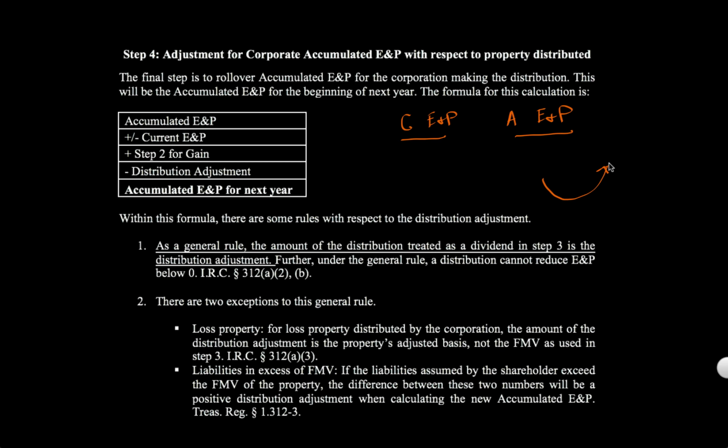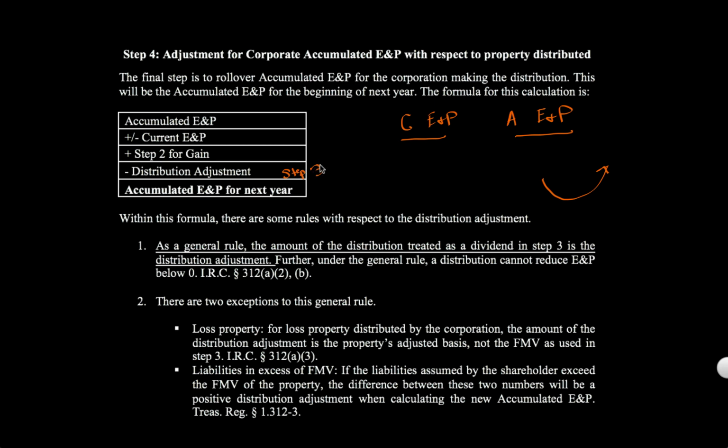The accumulated earnings and profits from last year is the current earnings and profits from the previous year adjusted and rolled over. We start by taking accumulated earnings and profits that were given or calculated. We add or subtract the current E&P given, depending if it's negative or positive. Then we adjust for step 2 for the gain. Now, again, you have to net the tax consequences, but don't really worry about that in these basic examples. We subtract away the distribution amount that we calculated in step 3 to the shareholder. Whatever amount is considered distribution.